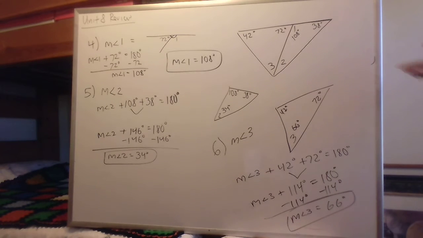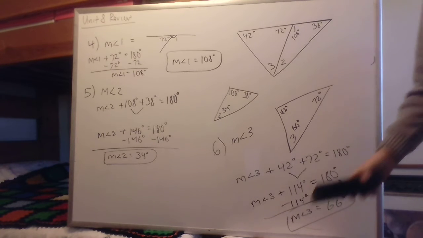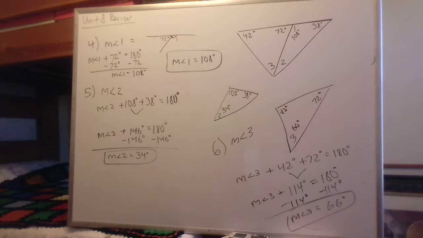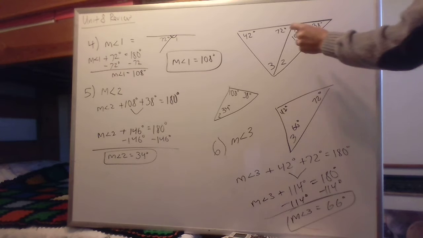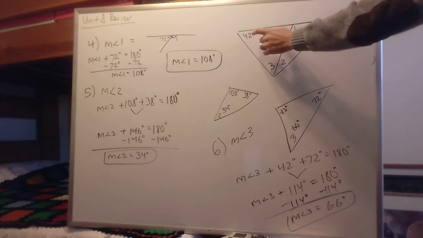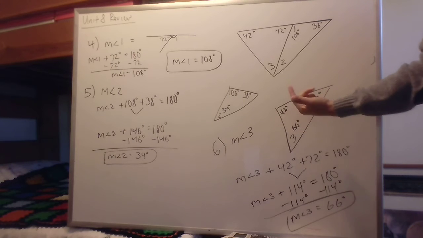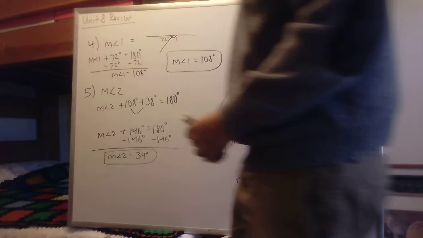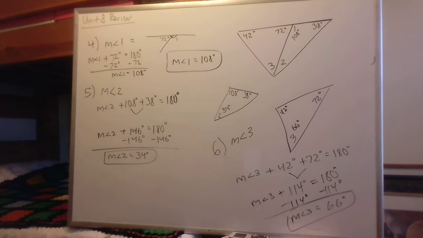Again, these are some properties of using algebra to find the measurement of different angles in a triangle, based upon knowing specific properties like supplementary angles, and also that all three angles in a triangle, when you add them together, will equal 180 degrees. All right, so let's move on to the next problem.